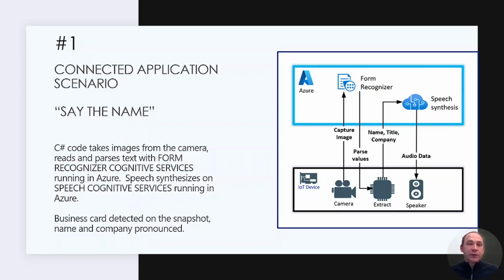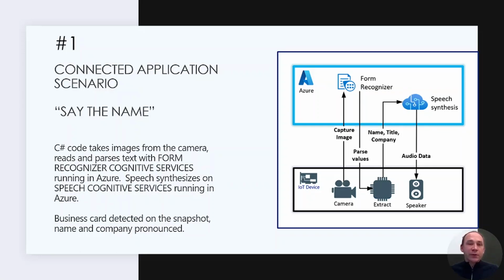And then this code will use speech synthesis on the Speech cognitive services running in Azure to synthesize the name and company of the person who gives you the business card. So that's kind of a helper for pronouncing names, because name pronunciation is quite a difficult process, and Azure services can help you with that.